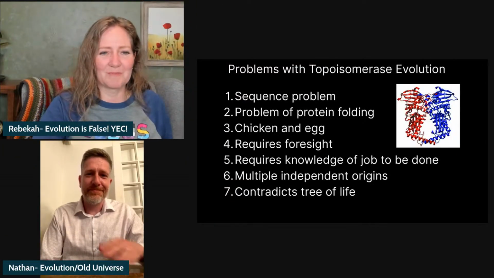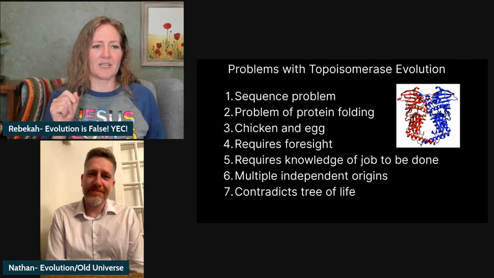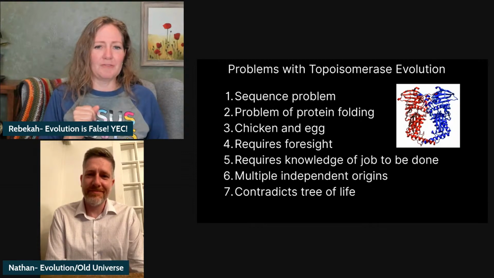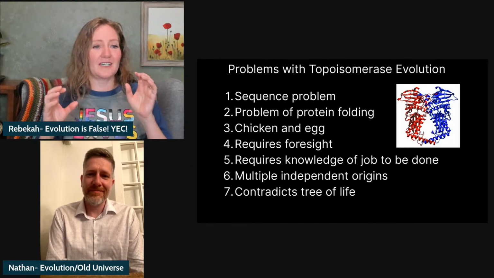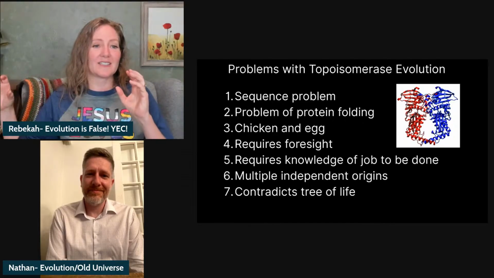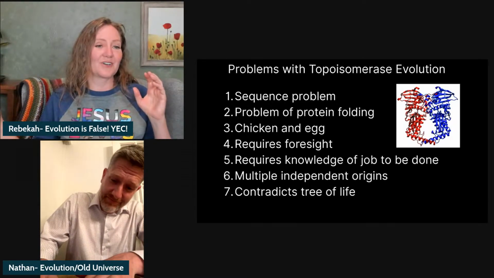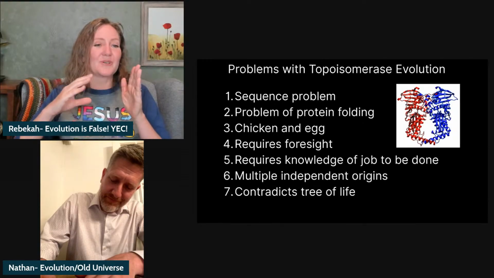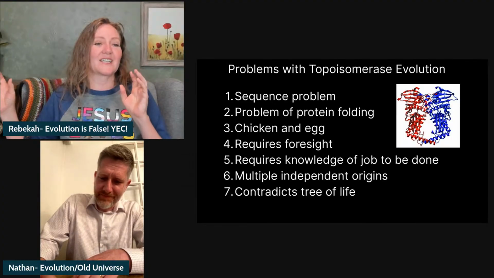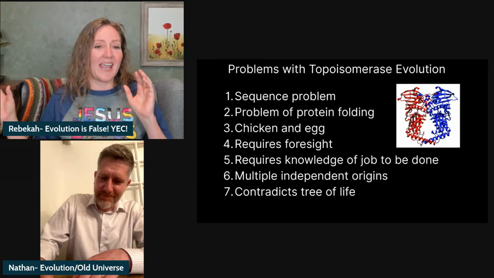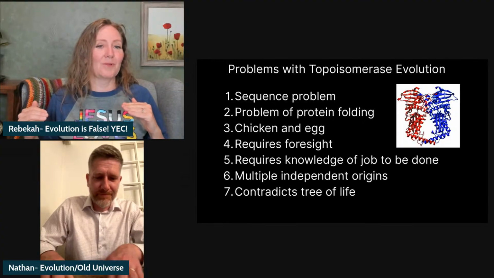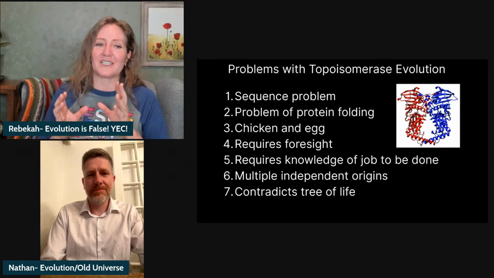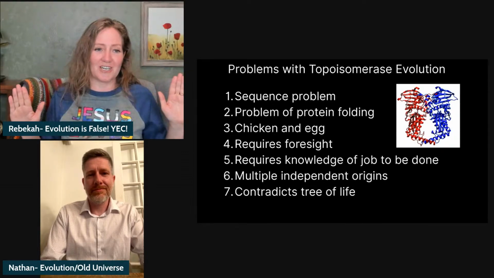Okay, yes, here are the problems. Number 1 is a sequencing problem, because topoisomerase, the one that I'm showing you right here, is comprised of 1,531 amino acids in a particular order. In order to get this fantastic little machine, you need 1,500 amino acids to line up in the right order. That brings us to the second problem, protein folding, which is that it has to know how to fold itself properly, and we don't even fully understand how that works.